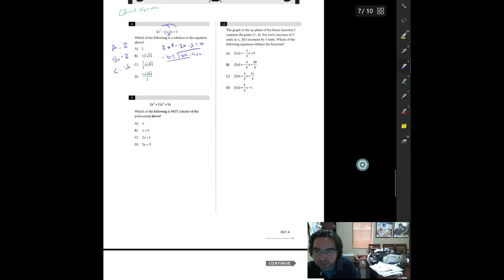So my formula: negative B plus or minus the square root of B squared minus 4AC, over 2A. I'm probably going to get really tight on space here, so I'm going to try to make it work. So I'm going to have negative 2 plus or minus the square root of negative 2 squared, minus 4 times 2 times negative 5, and that's all going to be over 2A. So 2 times 2 is going to give me 4. Now negative negative 2 is going to be a positive 2.